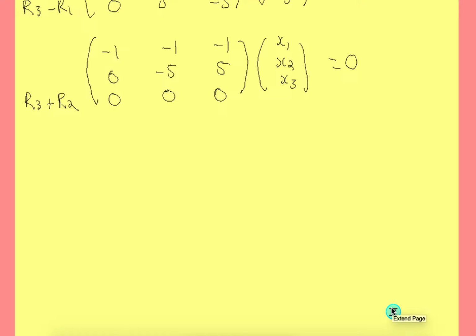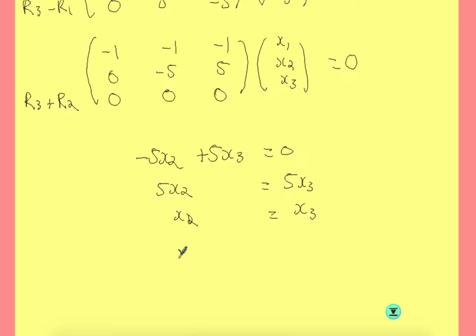Right. So then this middle equation tells me I've got -5x2 plus 5x3 equals 0. So that just means that 5x2 equals 5x3. Those are both in the 5 times table. So x2 equals x3. So that tells me that x2 equals 1 and x3 also equals 1. Because x3 is the number in front of x2 and x2 is the number in front of x3.